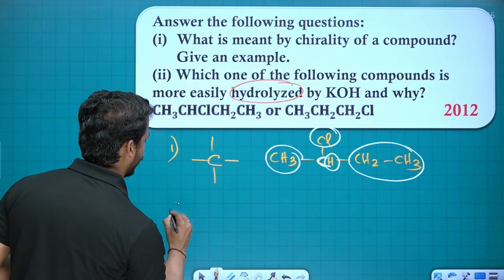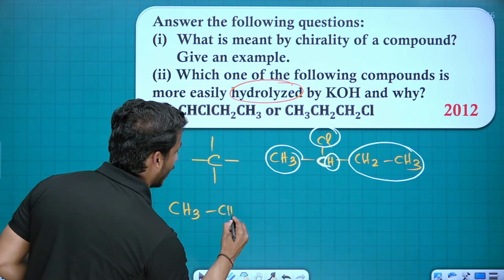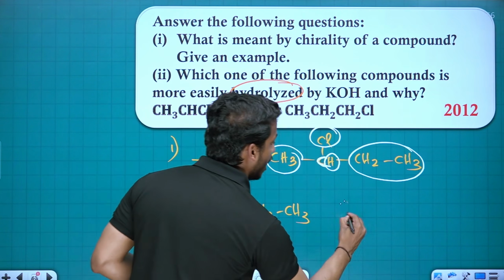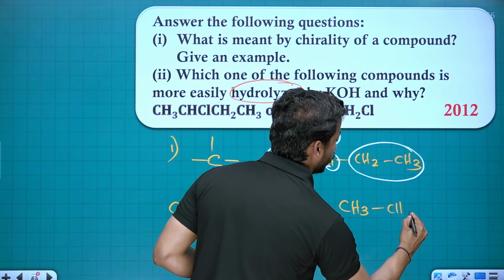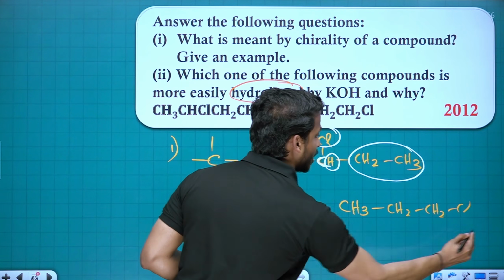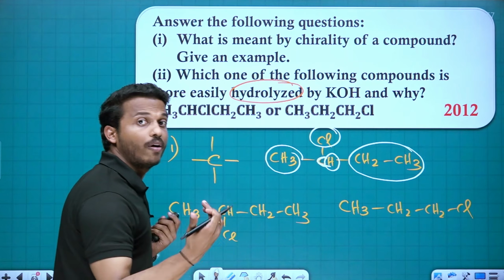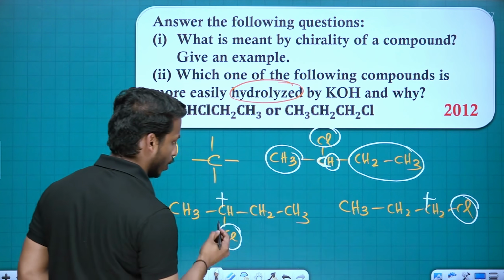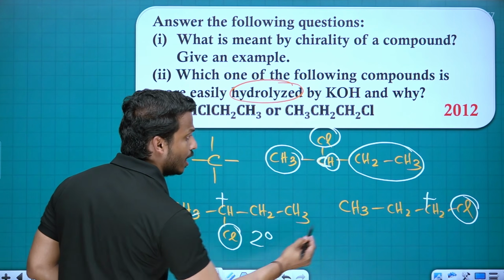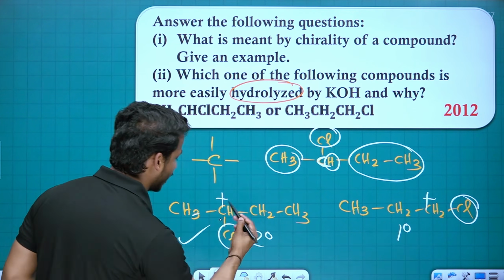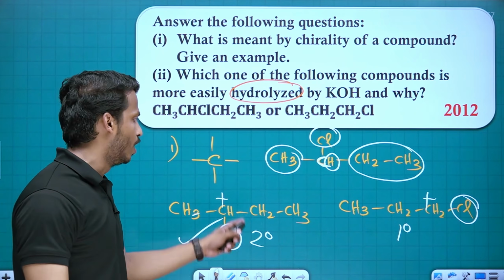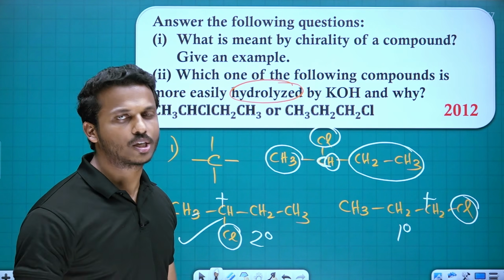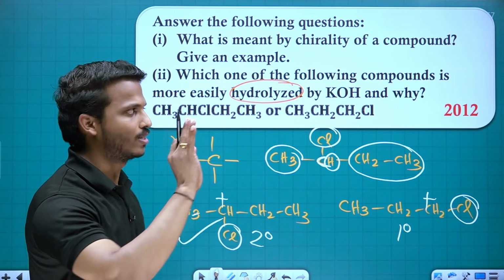Let me take the compounds. First one is CH3CHClCH2CH3, 2-chlorobutane. Another is CH3CH2CH2Cl. So they are asking which will undergo SN1 faster. Remove the halogen, carbocation. You know this carbocation is secondary. This carbocation is primary. Secondary carbocation is more stable. So this will undergo hydrolysis or solvolysis or racemization or SN1 reaction faster.